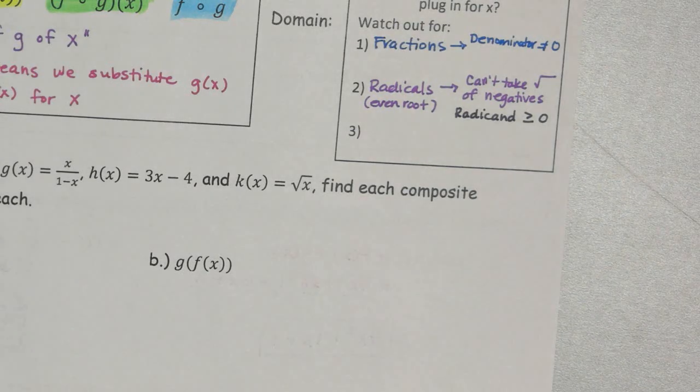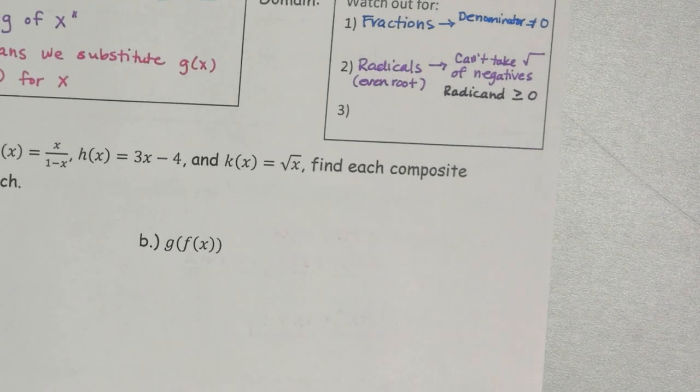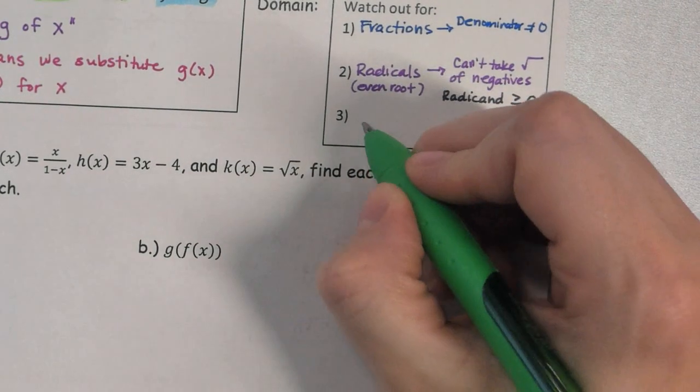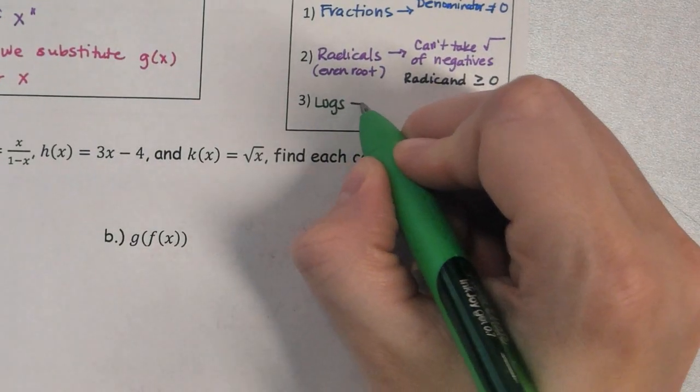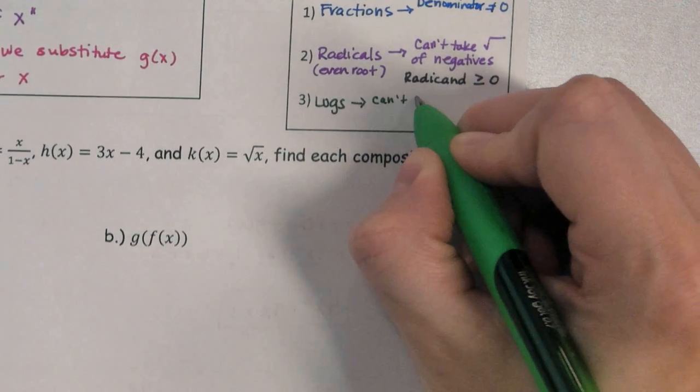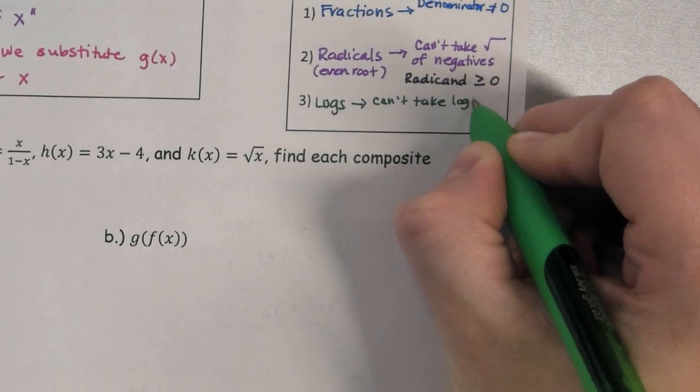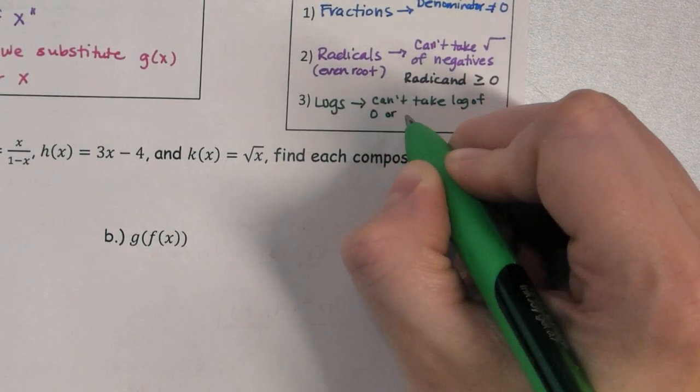All right, and then the last thing was in Chapter 4. You had it on your exam, right? What has a domain of not all real numbers? The what? No, not necessarily. Yeah, the log. Remember, you can't take the log of what? 0 or a negative. Okay, so with logs, can't take log of 0 or a negative.